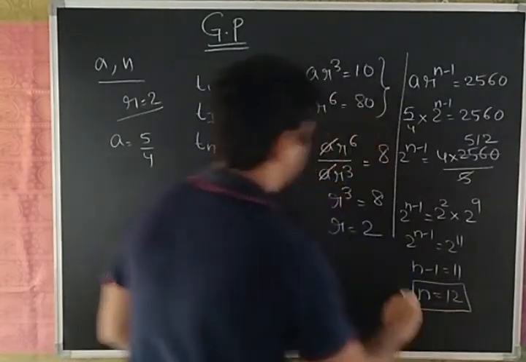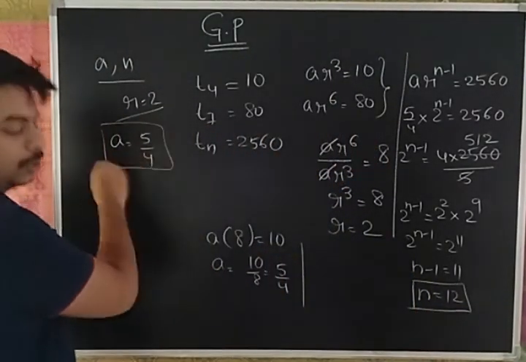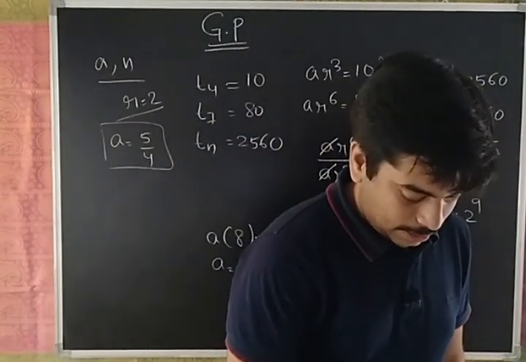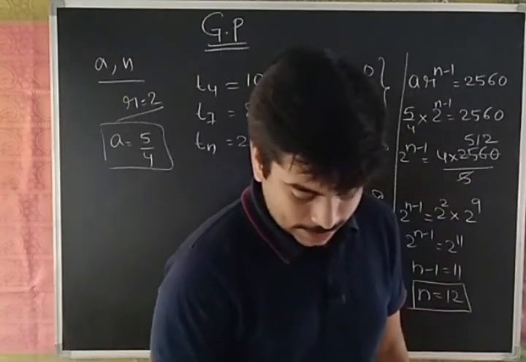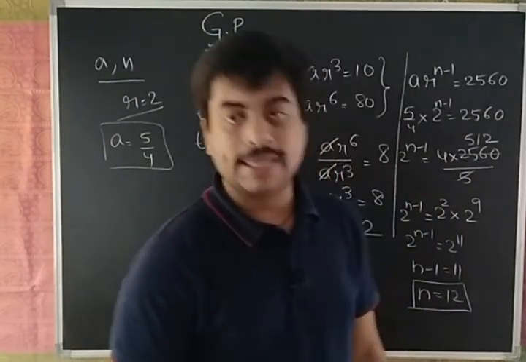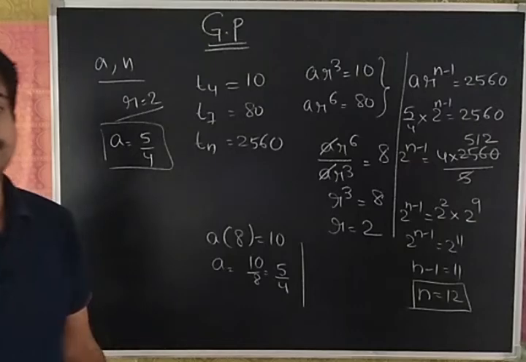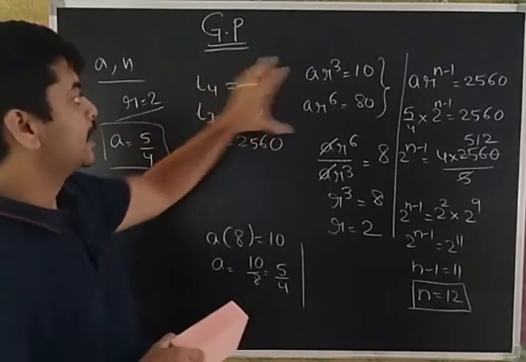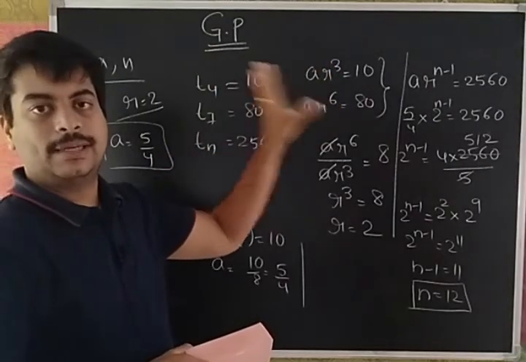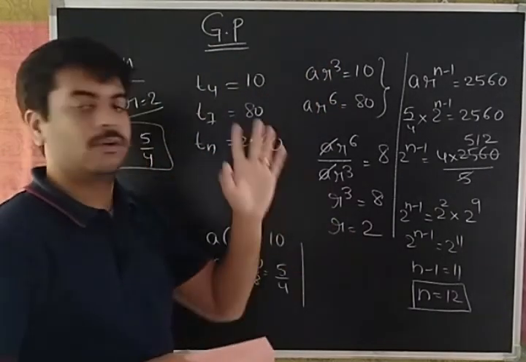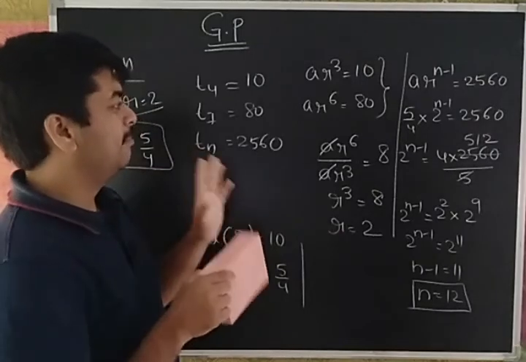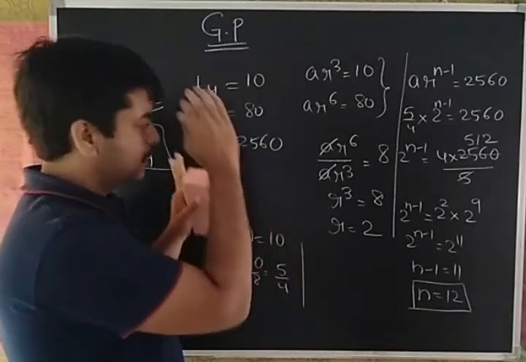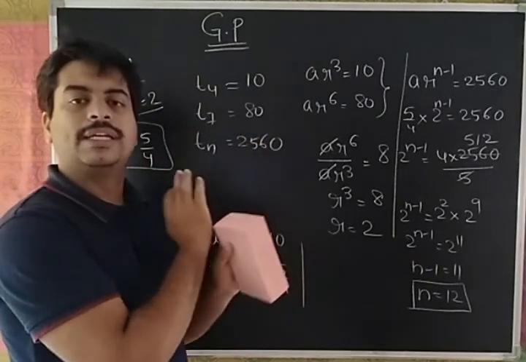Let us quickly check the answer. N is equal to 12 and A is equal to 5 by 4. Yes, A is equal to 5 by 4, correct, and N is equal to 12. That is also correct. Understood? Whatever information was given, just try to express that in mathematical formulas and everything will follow. Don't think these are very lengthy calculations. You just solve it slowly, calmly, and you will definitely get it.